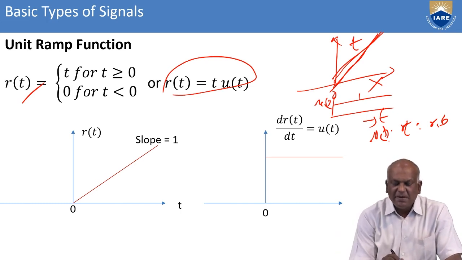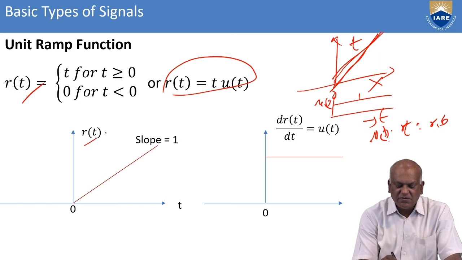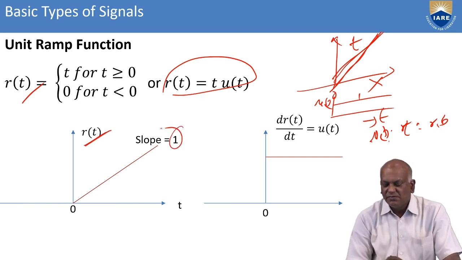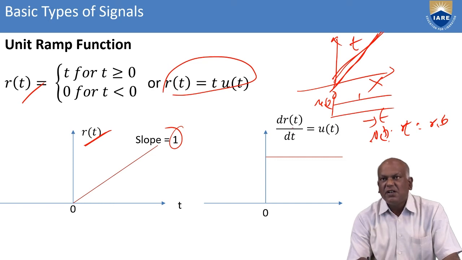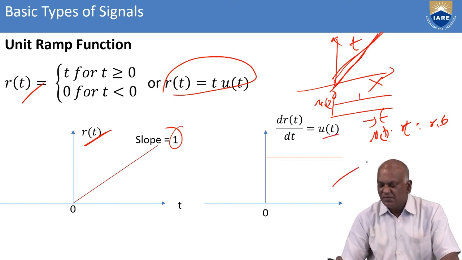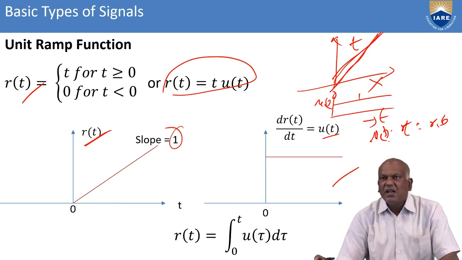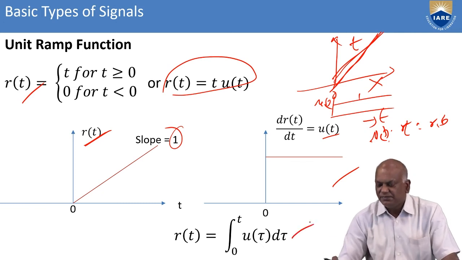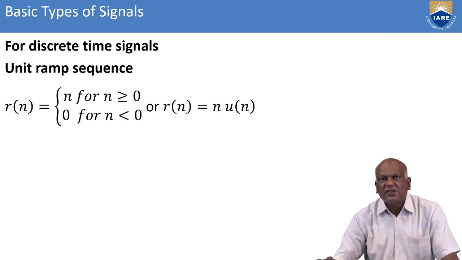The graphical representation of r of t is like this, passing through the origin with slope equal to 1. The differentiation of r of t, d by dt of r of t, equals u of t. Similarly, the integral of u of tau d tau from 0 to t also equals r of t. This is for the ramp function.